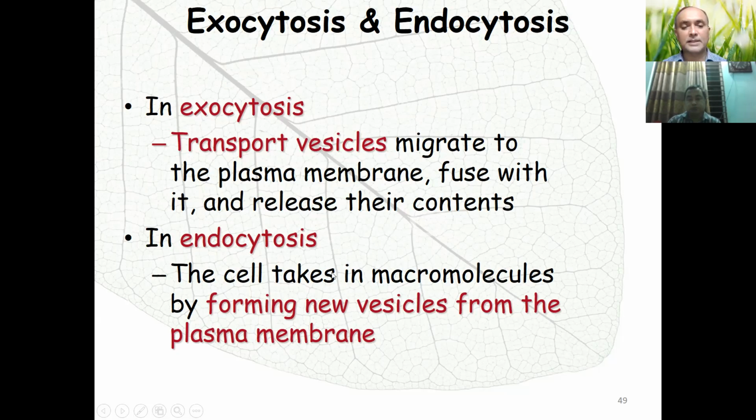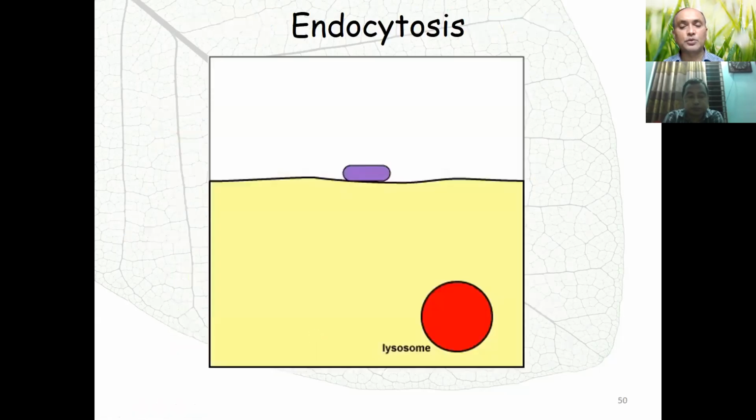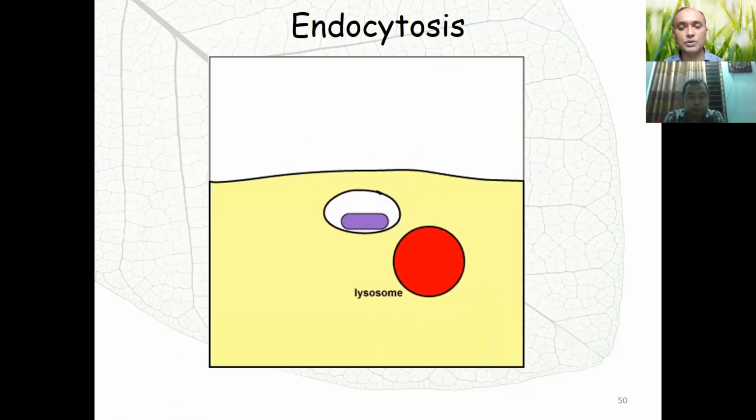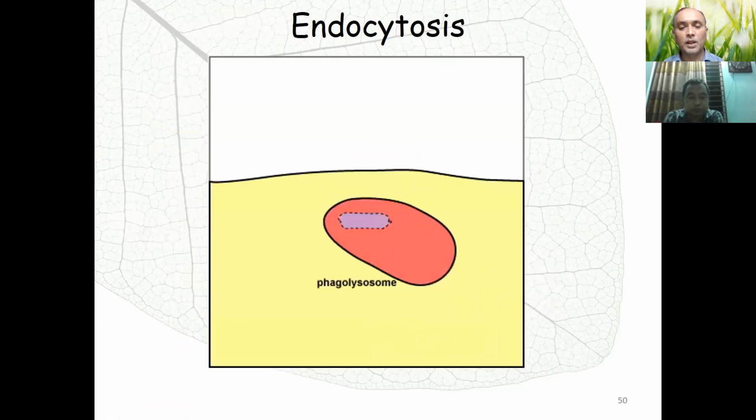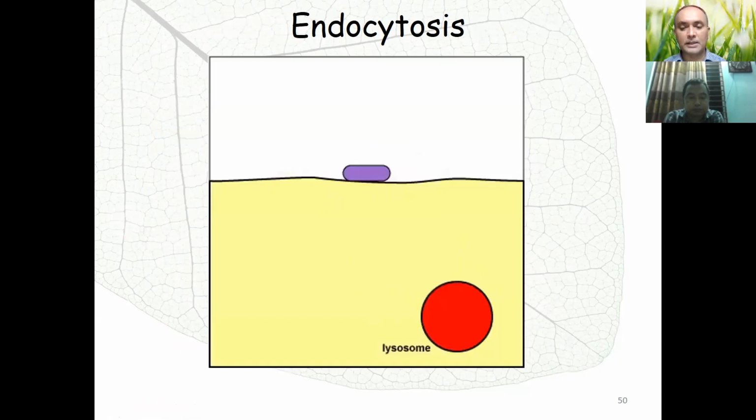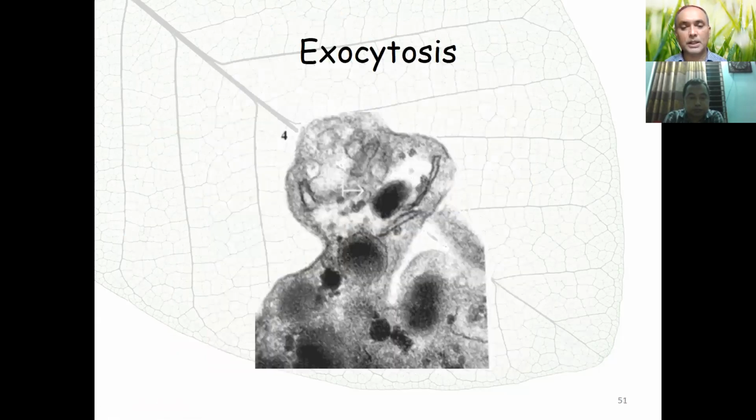In endocytosis, the cell takes in macromolecules by forming new vesicles from the plasma membrane. So these are the endocytosis. Here you can see how it happens. Yes, phagocytosis, and it moves to the lysosome, and then it is dissolved. Lysosome is the dumping place, and it is dissolved in this way. So endocytosis can take place, and exocytosis also can take place. Here you can see how vesicles are going out from the cell.